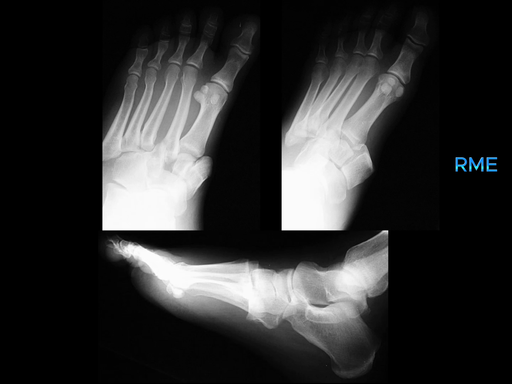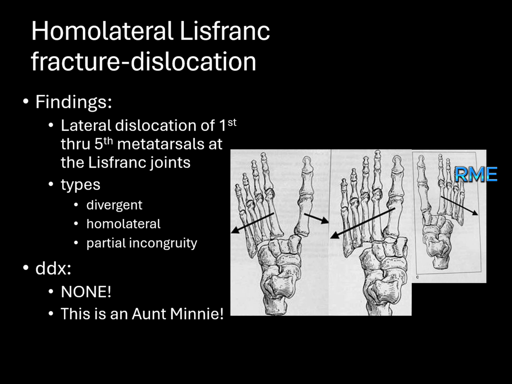What do you see in this image? Here we have lateral dislocation of the 1st through 5th metatarsals at the Lisfranc joints. This is indicative of a homolateral Lisfranc fracture dislocation. Differential diagnoses include none, as it's an Aunt Minnie.